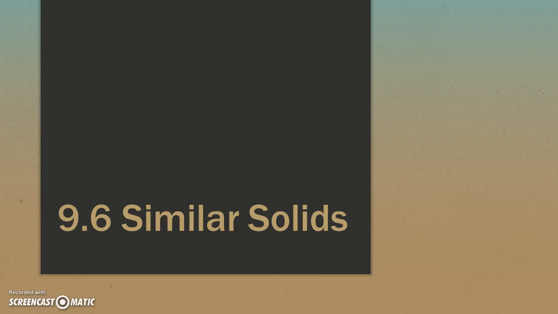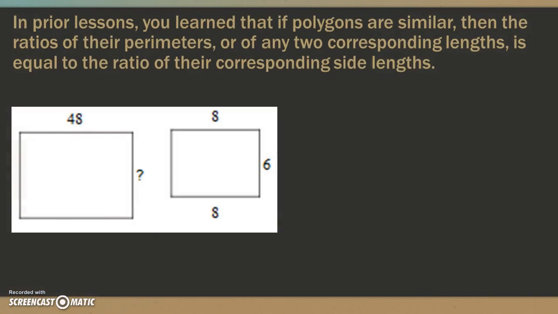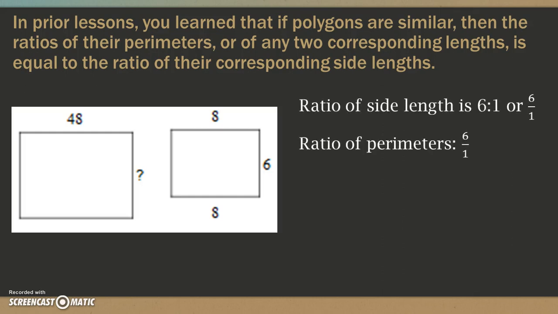Alright, welcome to 9.6 Similar Solids. So we're going to start with looking at something we learned a little bit back in Unit 5, similar. So the idea is if two polygons are similar, then the ratios of the perimeters are also similar. And we're going to find that out about their areas as well. So this is 48 to 8, so the ratio is 6 to 1. And so the ratio of the perimeters is also 6 to 1.